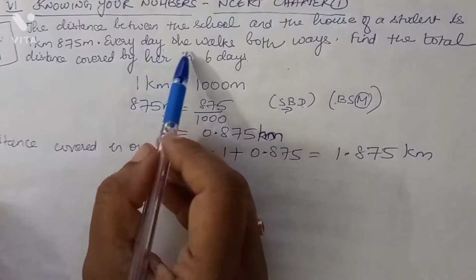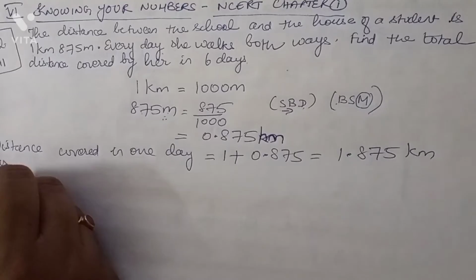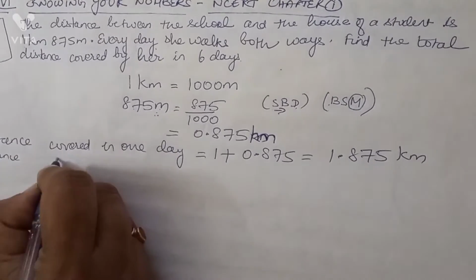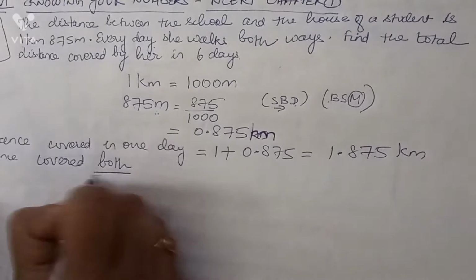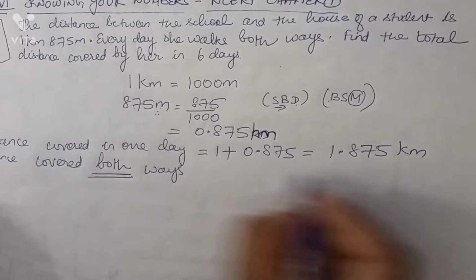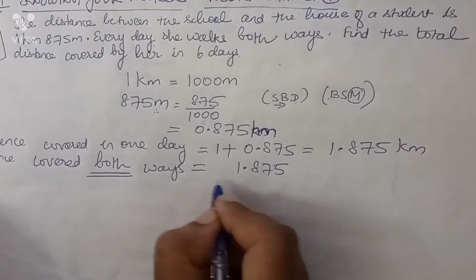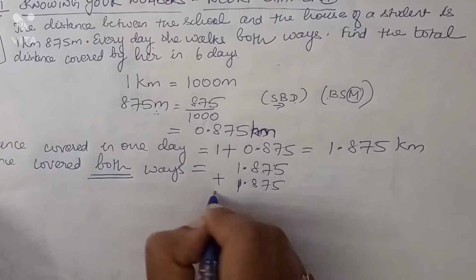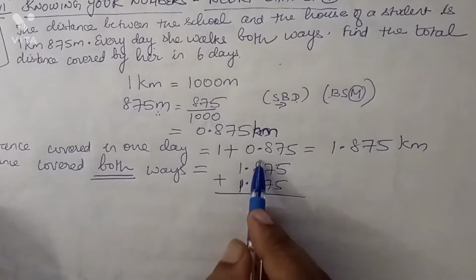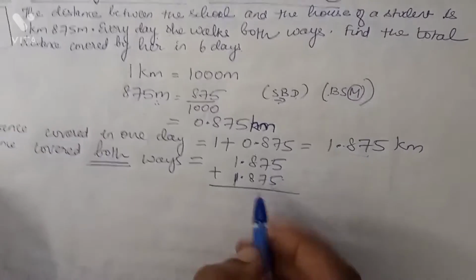Now what does the question say? Every day she walks both ways. Both ways means we have to be careful. This is only a single way. So what should I do? 1.875, again I have to add it, or you can multiply by 2, both will give the same result. So this is a single way, 1 day, so both ways mean 2 times.